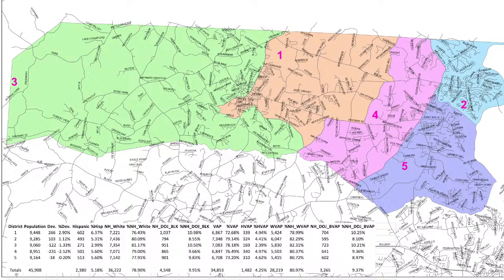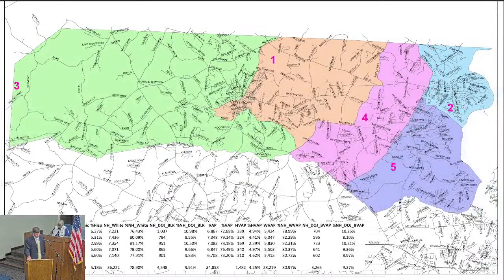The next thing we look at is the 1965 Voting Rights Act. The redistricting plan should not have either the purpose or the effect of diluting minority voting strength, and it should also comply with Section 2 of the Voting Rights Act. The third thing we look at is the avoidance of racial gerrymandering. While consideration of race is permissible, race must not be the predominant factor, and race-neutral considerations must not be subordinate to racial considerations.